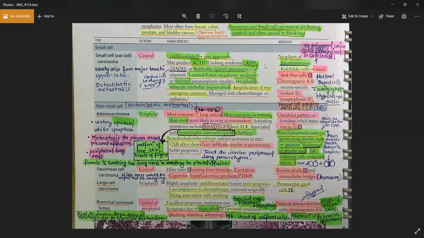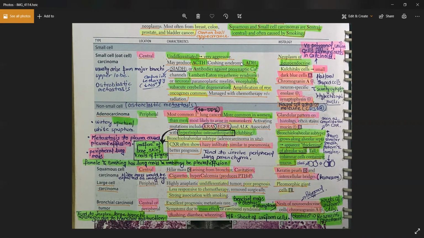Now the other symptoms, other than chest pain, bleeding and cough, other than the lung symptoms, could be that sometimes this tumor can release ACTH. If this tumor releases ACTH, the patient can have Cushing syndrome. This tumor can release ADH, and the patient can have SIADH because of that. This tumor can even release antibodies against the presynaptic calcium channels, and you will end up having Lambert-Eaton syndrome.